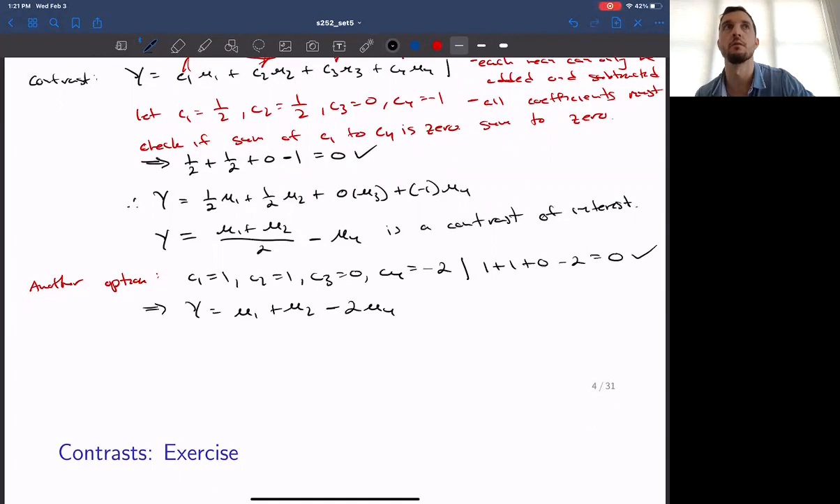Any questions? Can we use decimals? Like, can we do C1 .5, C2 .5, and then C4 minus 1? Yeah, that's the same thing as the half, so that's fine too. Yep. Any other questions?